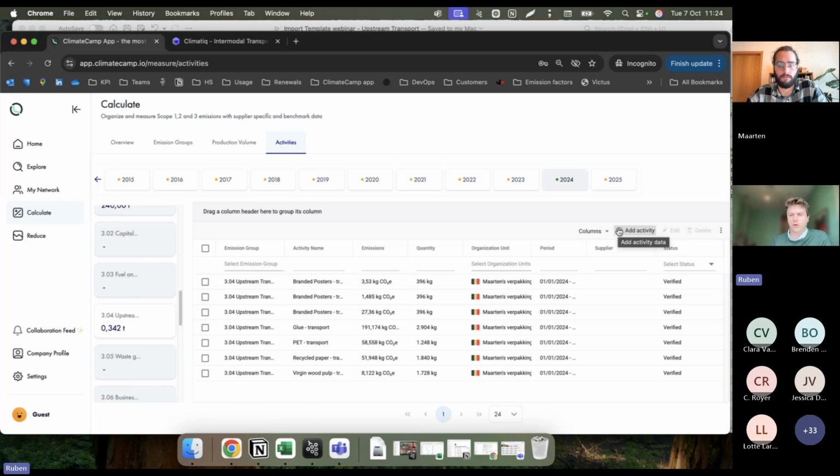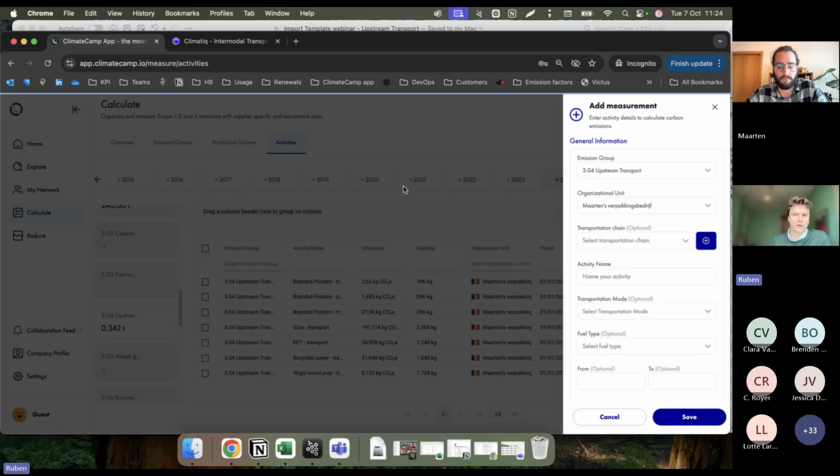Usually we see with many of our customers that there are very big data sets on transportation activities to be taken into account. Therefore, mainly the Excel upload template is preferred by most of our customers. But just to show you a bit of the fields that are required to do these calculations, I'll first demo this with a manual data entry.